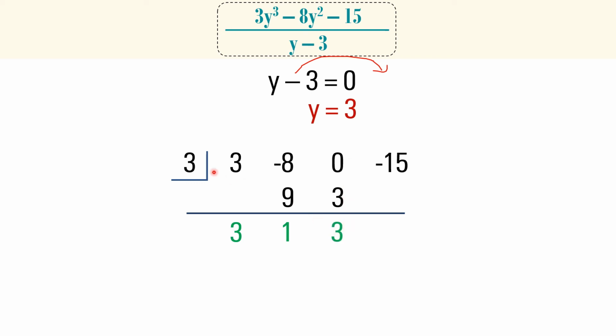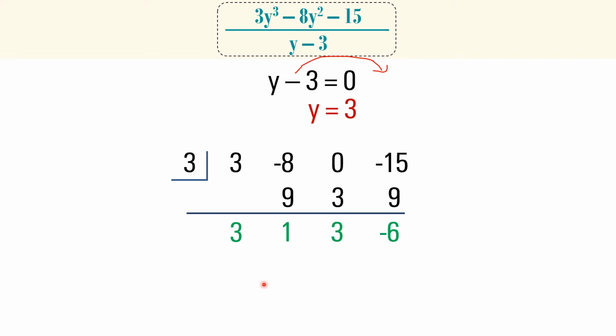Then multiply 3 times 3. Here, we'll have positive 9. Write it here. Okay, 9. Then add negative 15 plus 9, different sign. Therefore, we need to subtract them. We'll get negative 6. Were you able to follow? So we just multiply, write the answer here, then add. Multiply, write the answer here, then add. Okay? And we just repeat that process.